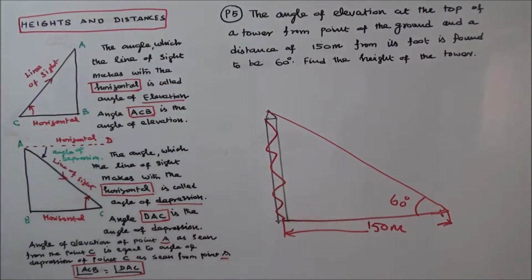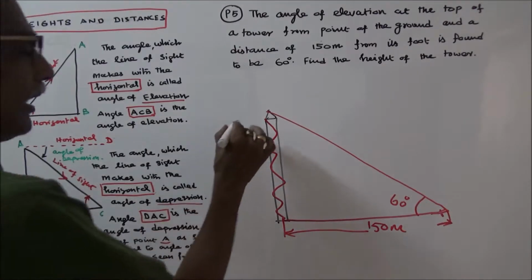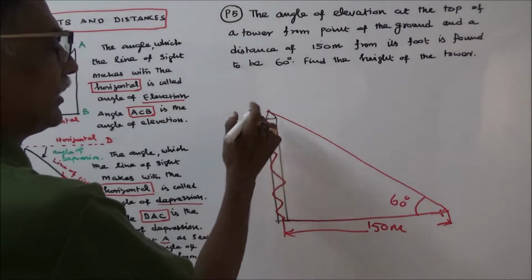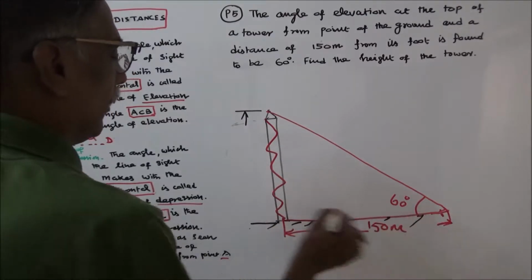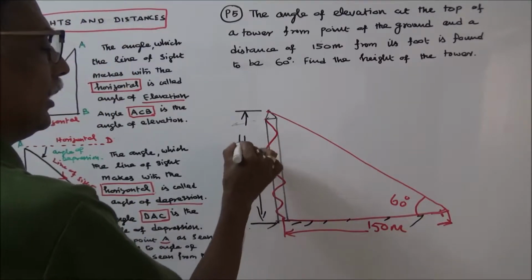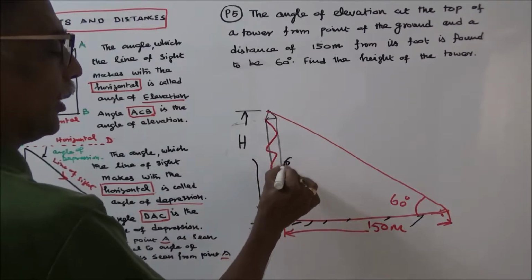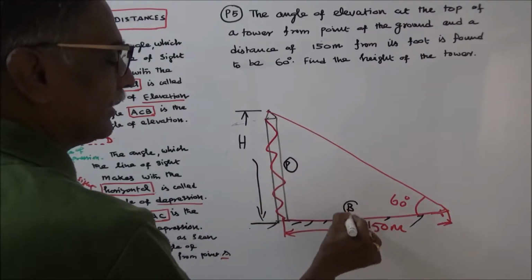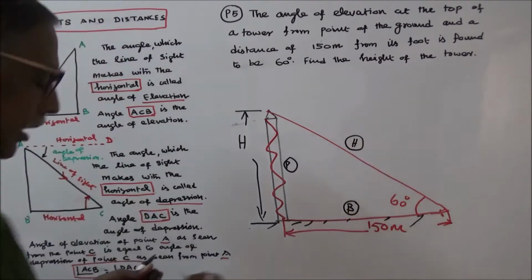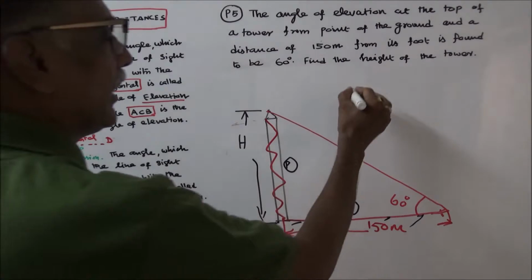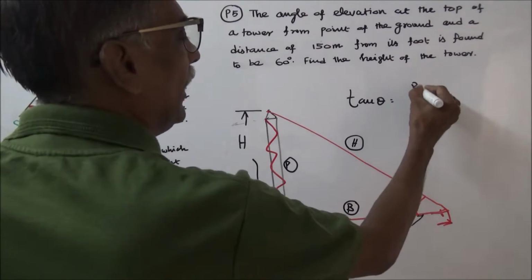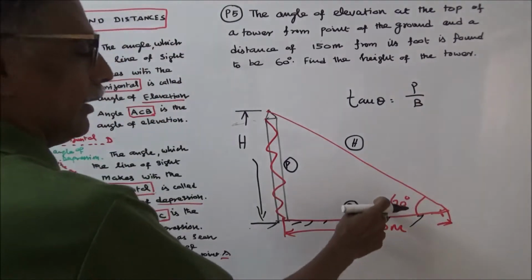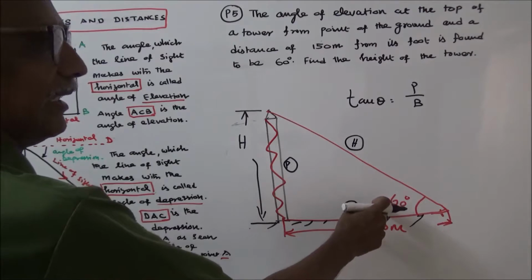Again, it's very simple. We have to calculate the height of the tower. That is the question. This is perpendicular, this is base, this is hypotenuse. According to trigonometry, we calculate tan theta, which is equal to perpendicular by base. Here the angle of elevation is given as 60 degrees.